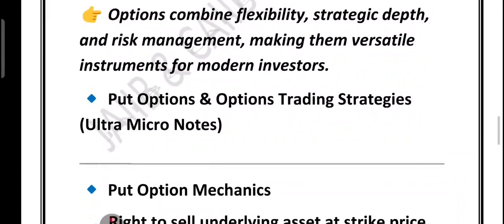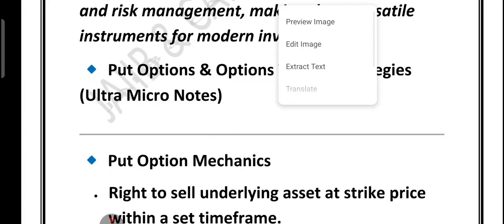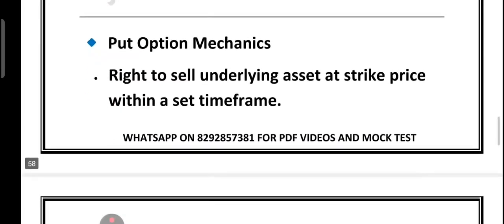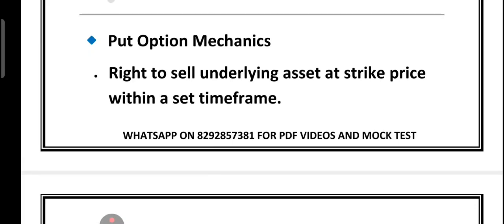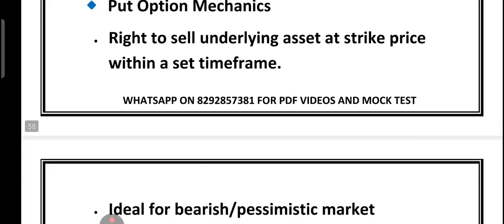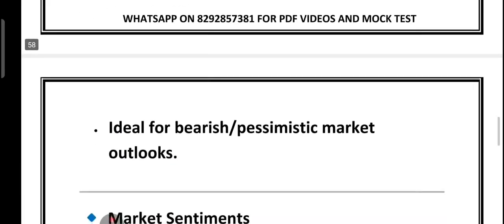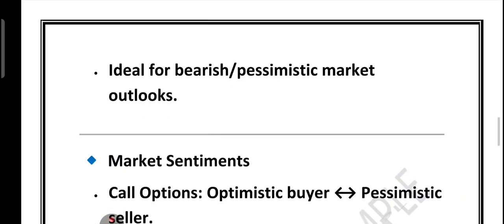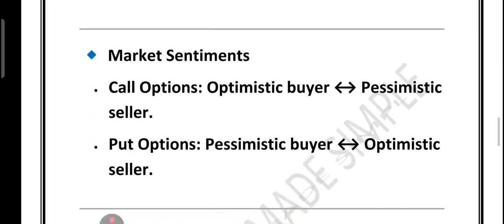Then let's talk about the put option. So put option means what? It gives you the right to sell an asset at a pre-agreed price, right? That is called a strike price, but not the obligation. It is useful when you expect the market to fall. That's called a bearish market, right? And you want to profit or protect your holding. So put means right to sell, and you use it for a bearish market outlook.